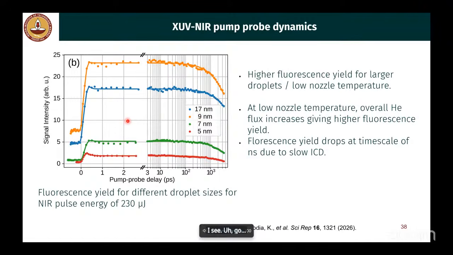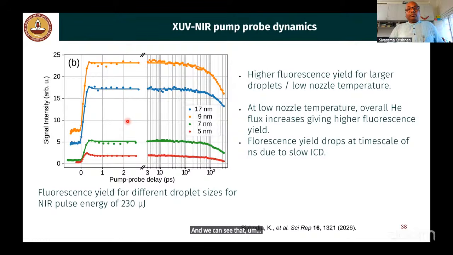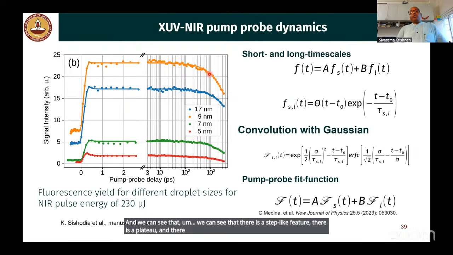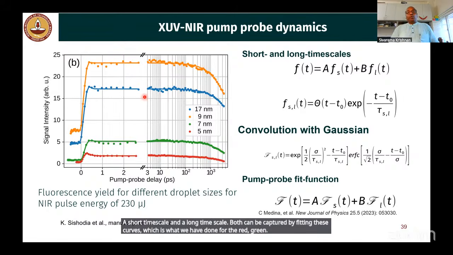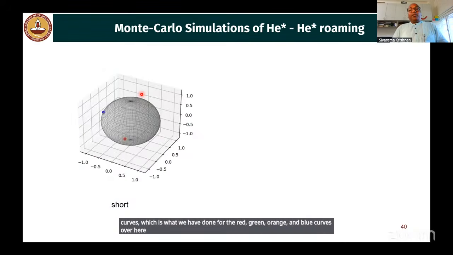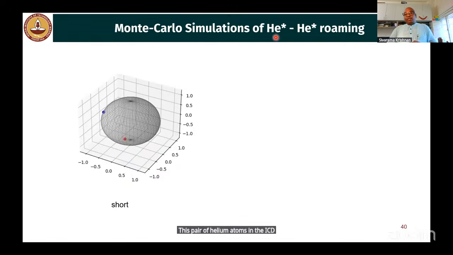And we can see that there is a step-like feature, there is a plateau, and there is a decay. So this can be modeled using a heuristic fit function, which tells us that there are two timescales depicted in this dynamics, a short time scale and a long time scale. Both can be captured by fitting these curves, which is what we have done for the red, green, orange, and blue curves over here. And we then performed Monte Carlo simulations of this pair of helium atoms in the ICD process, which I described earlier.